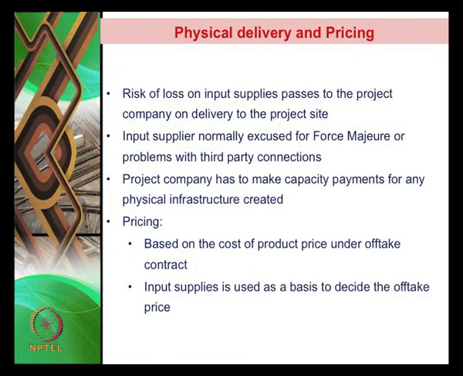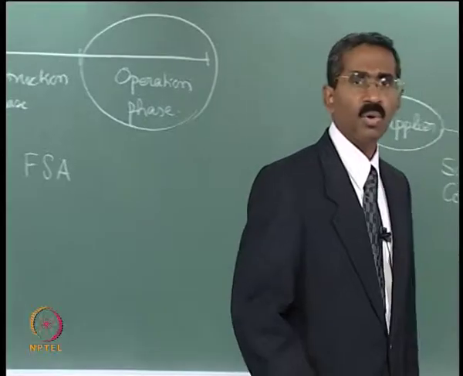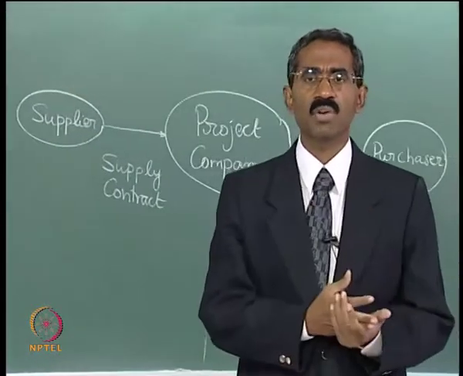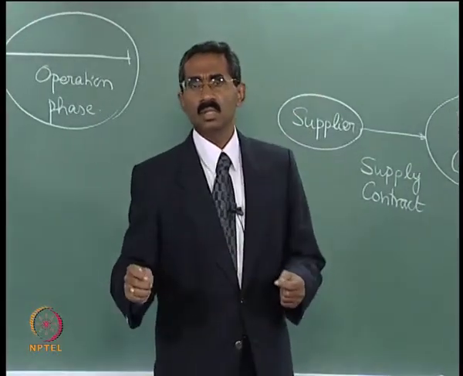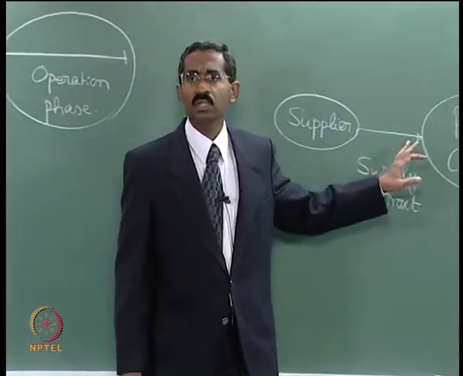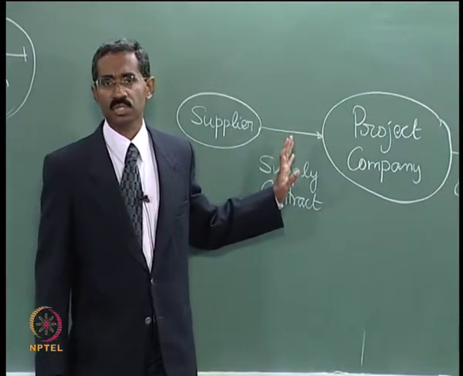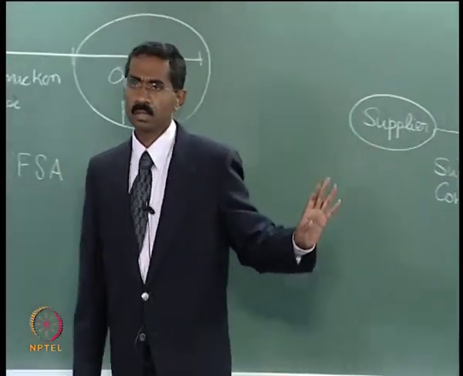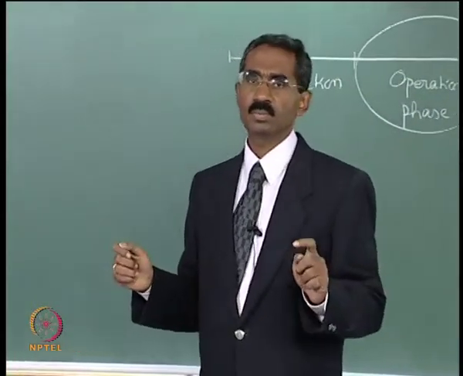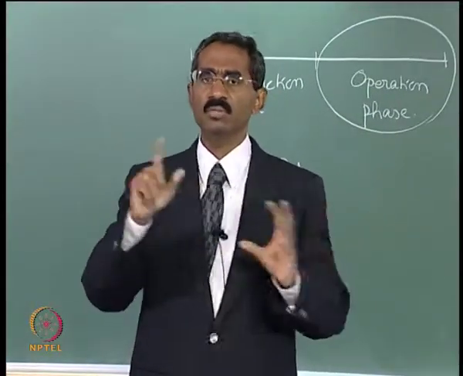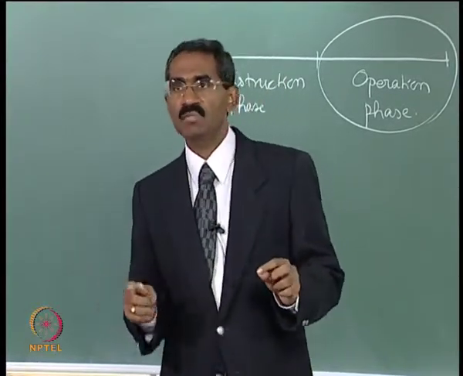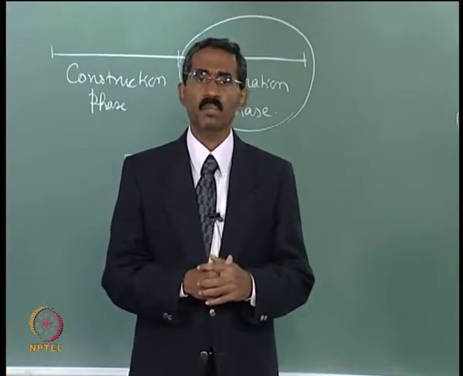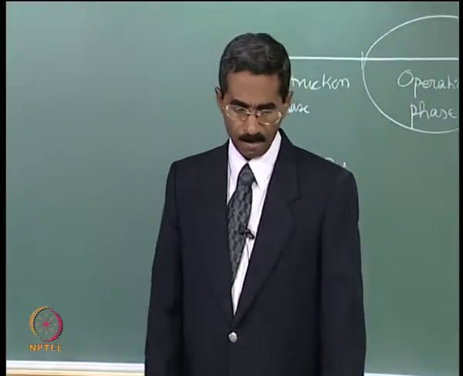If the supplier will have to create any additional infrastructure, for example a pipeline needs to be constructed for transferring fuel from his refinery to, let us say, the project site, then the project company will have to make capacity payments for constructing this physical infrastructure, right. So this is not a part of a supply contract. Supply contract involves just the supply of fuel, but the support infrastructure that needs to be constructed will have to be paid by the project company.